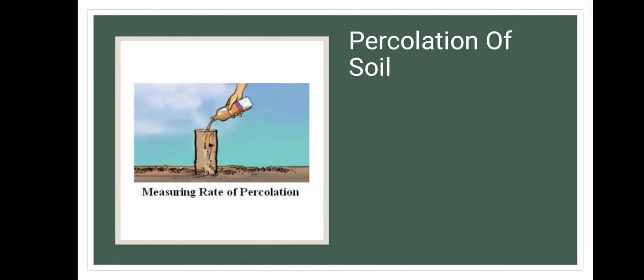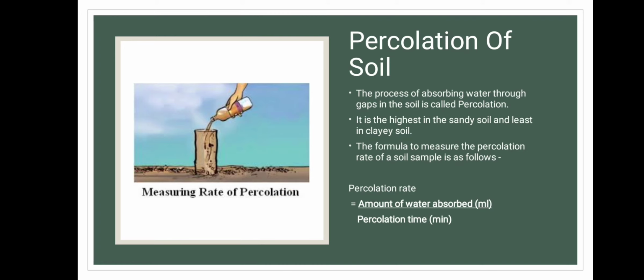Percolation of soil. The process of absorbing water through gaps in the soil is called percolation. It is the highest in sandy soil and least in clay soil. The formula to measure the percolation rate of a soil sample is as follows. Percolation rate equals amount of water absorbed in ml divided by percolation time in minutes.